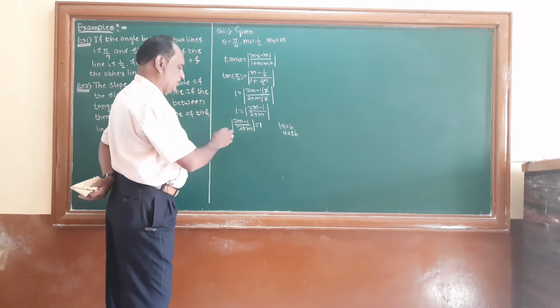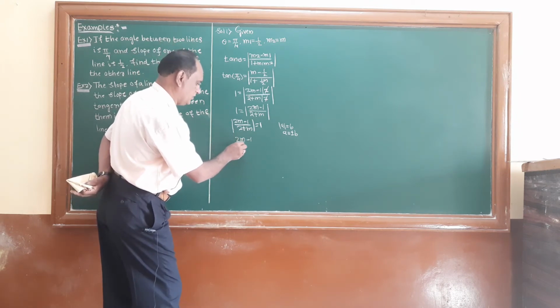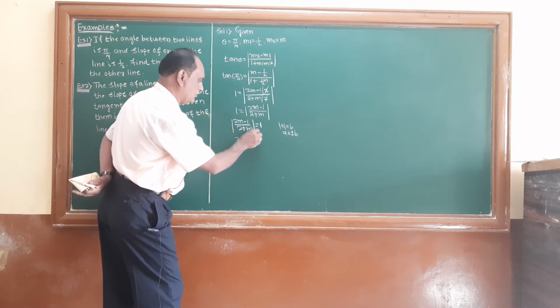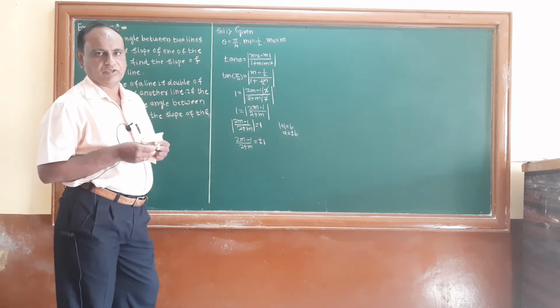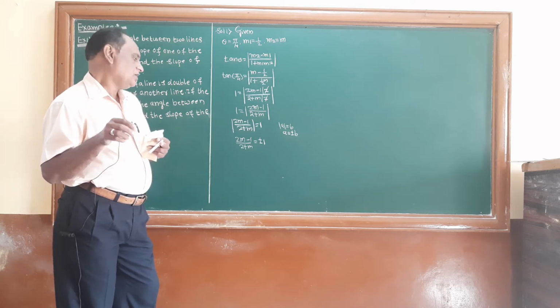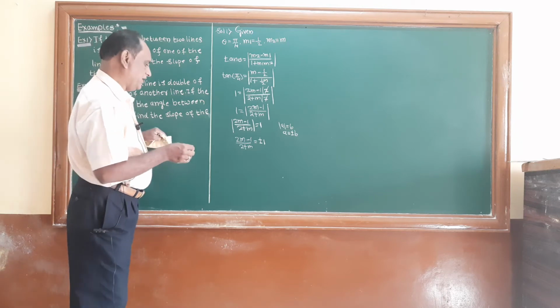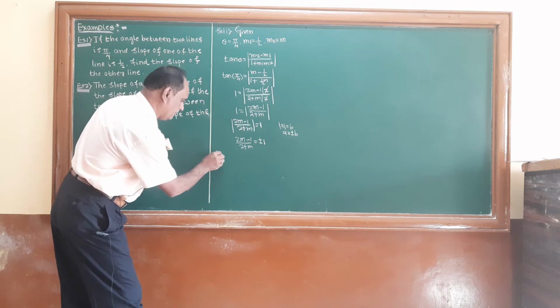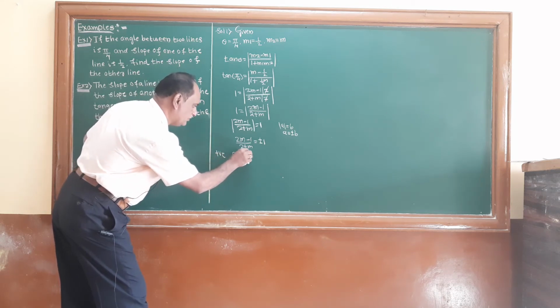On the same line, rejecting the mod on this side, 2m minus 1, so this whole divided by 2 plus m is equal to, on this side, plus or minus 1. By taking the positive quantity, plus 1, we get one value for m. Then by taking minus 1, we get another value for m. By taking a positive quantity, first take 2m minus 1.